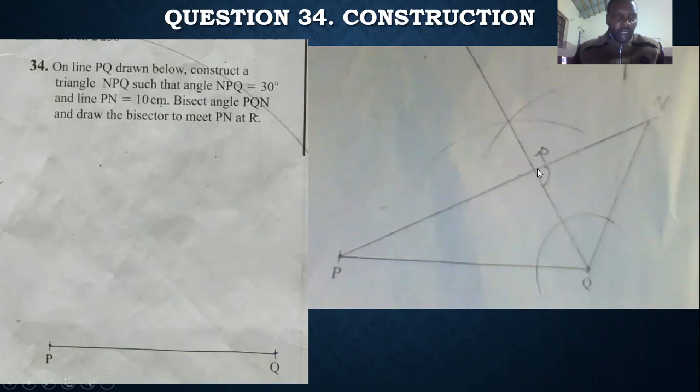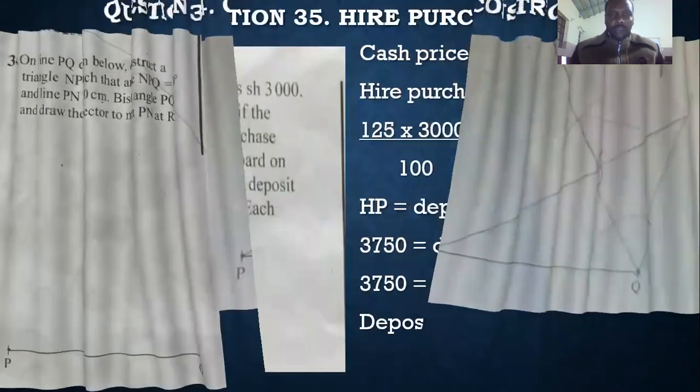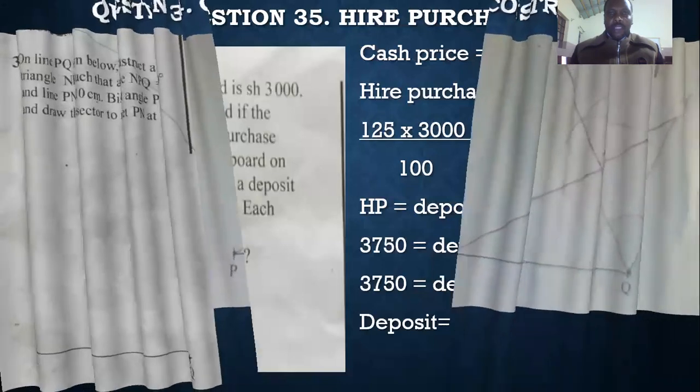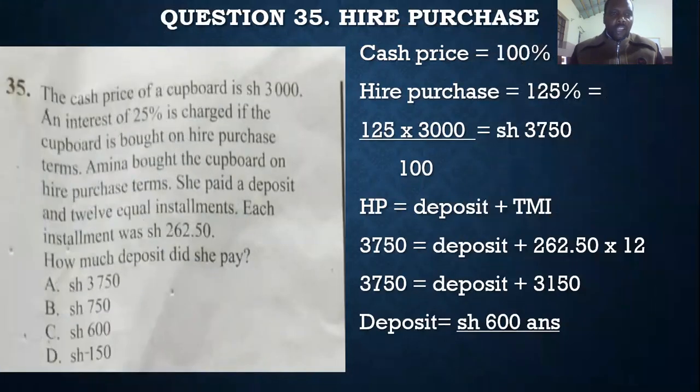Then you are told to measure angle NRQ. And if you measure accurately, you get NRQ is 85 degrees. Moving on to number 35, we have a question on hire purchase, where we are told the cash price of a cupboard is 3,000 and an interest of 25% is charged if the cupboard is bought on hire purchase terms.